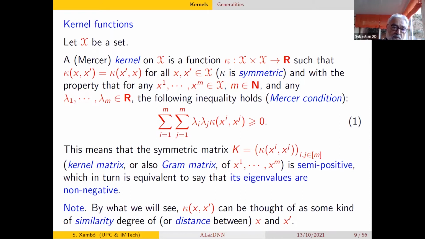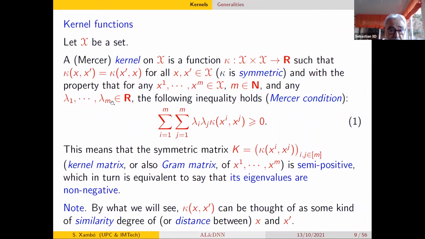As I mentioned before, it could be vectorial in the sense that it could be inside some R^n or not. But this is of no concern for the moment, at least. So a kernel, in the sense of Mercer, on X is a function that I will denote by kappa from X cross X to R, such that kappa of x, x prime is kappa of x prime, x. So therefore, kappa is symmetric for all x, x prime in X.